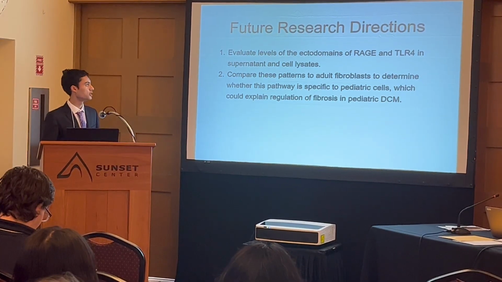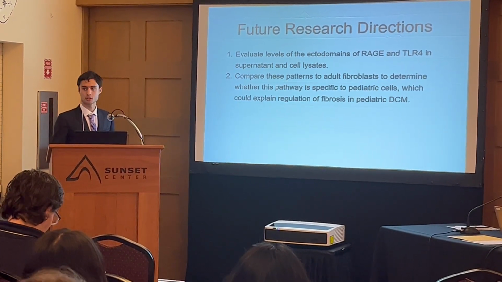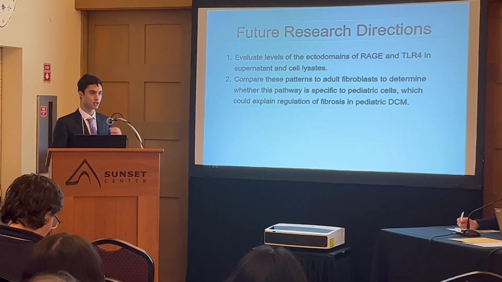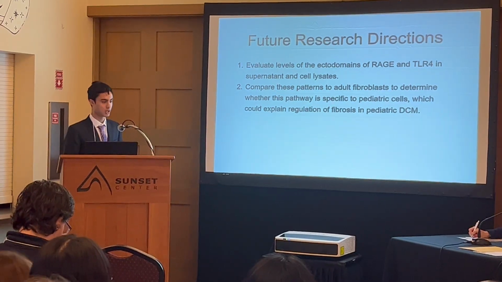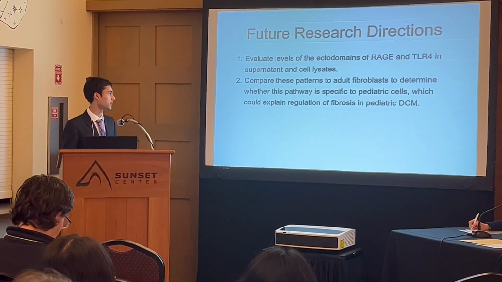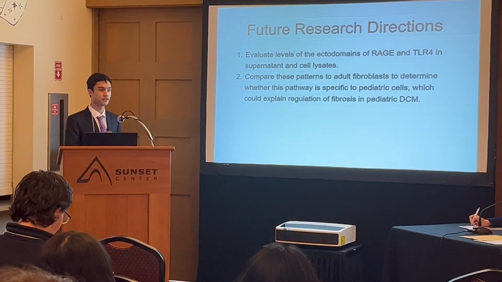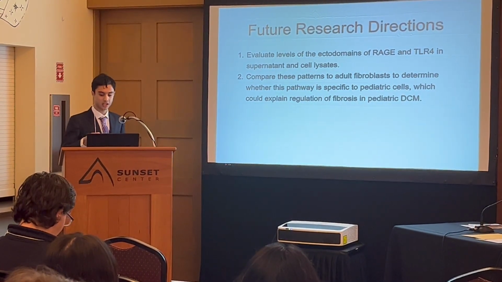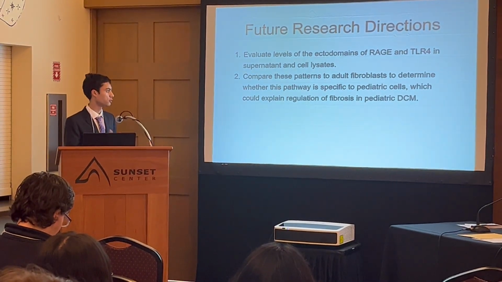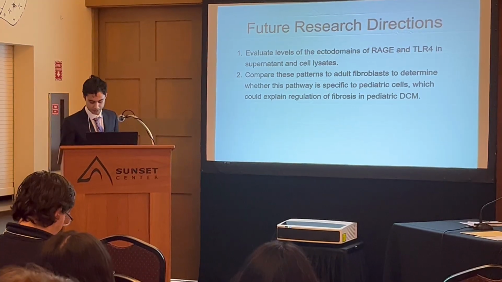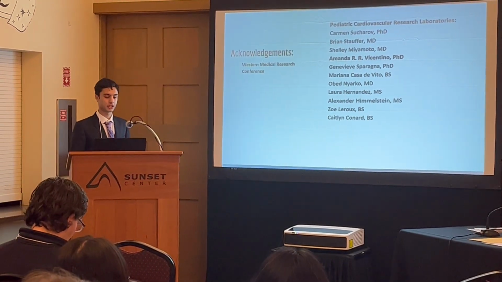So now some future research directions that could be extrapolated from this data is we could evaluate levels of the ectodomains of RAGE and TLR4, which I mentioned earlier as HMGB1 receptors. We can measure them in supernatant and cell lysates. And then we could also compare these patterns to adult fibroblasts to see if this pathway is specific to pediatric cells or whether this could explain regulation in pediatric DCM.